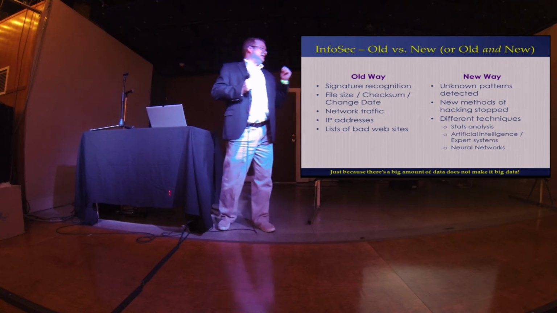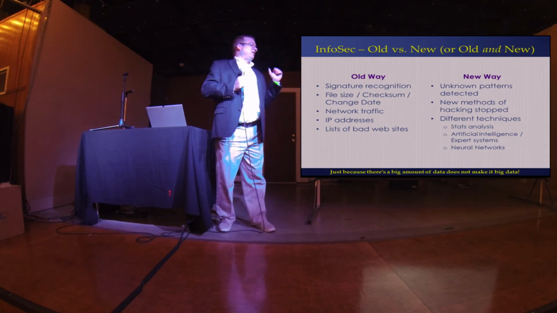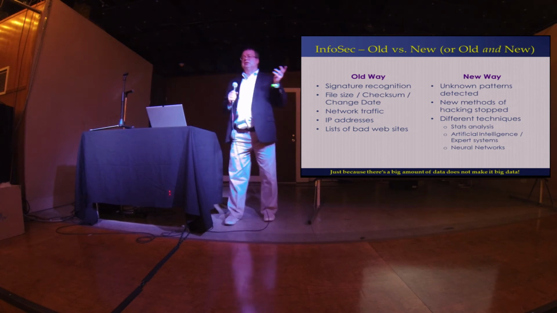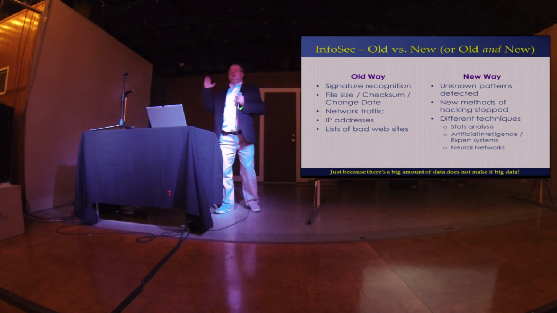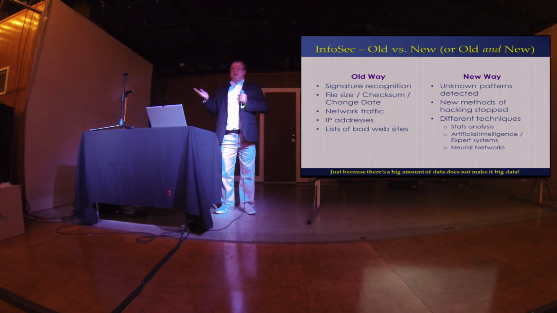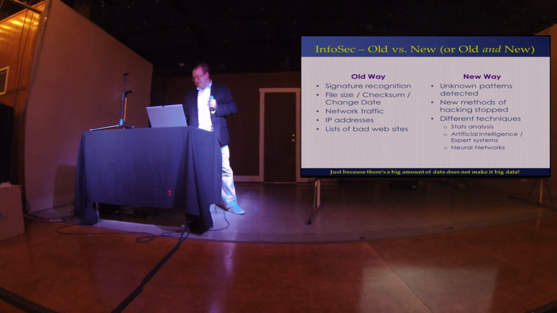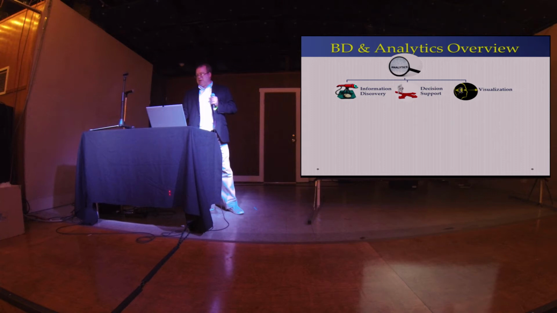And then different techniques: statistical analysis, artificial intelligence, expert systems, neural networks, things like that, which require a skill set that you might not have in your information security area or in your entire IT area, right? So the skill set that you need might not be there, and you might need to find a way to get that. So that's what I'm doing.